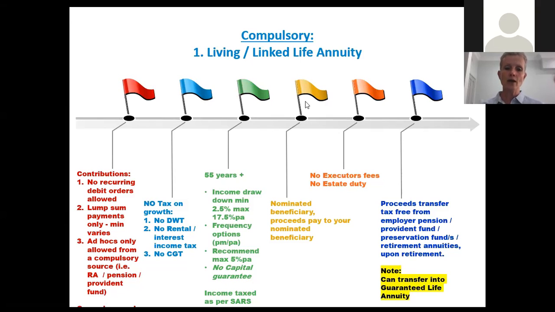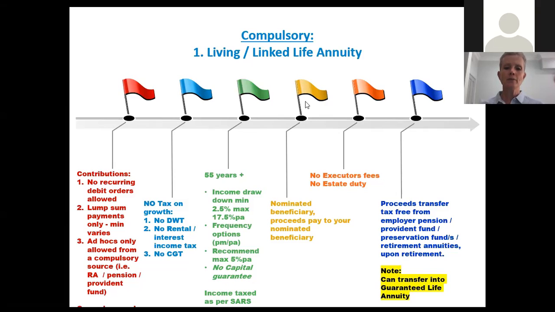The income drawdown, and this is what has made this product, I think, as attractive and as easily sold as it has been in the past, is that there's certain options that you can choose. One, you can choose a minimum withdrawal of 2.5%, up to a maximum of 17.5% of the capital per annum. That then can be paid in different frequency levels. So you can say, all right, I want to have it monthly, annually, biannually, or quarterly. So there are those two options.